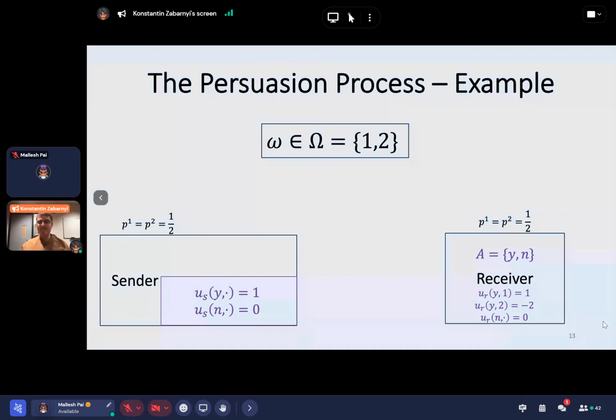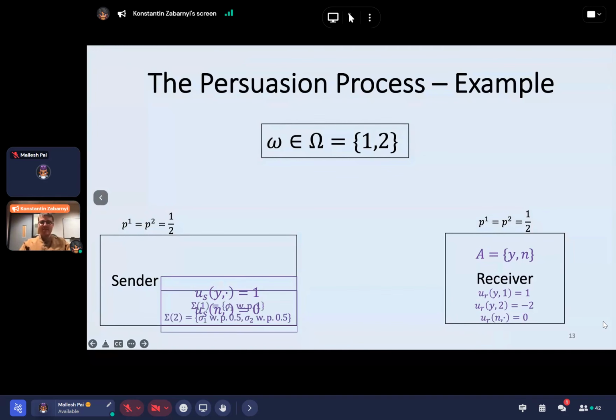As for the receiver, we assume that if she takes the action no, then her utility is always 0. But in state 1, she prefers taking action yes, and formally her utility for taking action yes in state 1 is 1. And in state 2, she doesn't want to take action yes, and formally her utility for taking action yes in state 2 is -2.